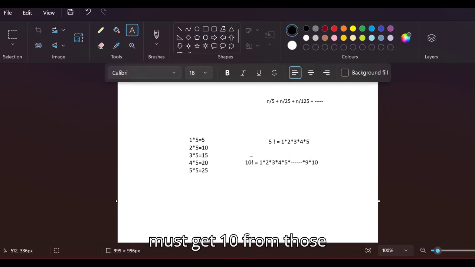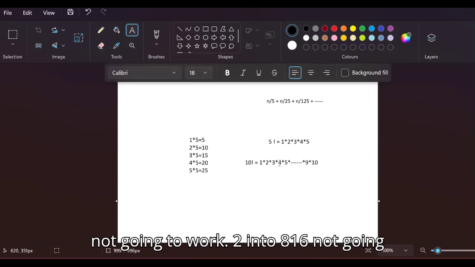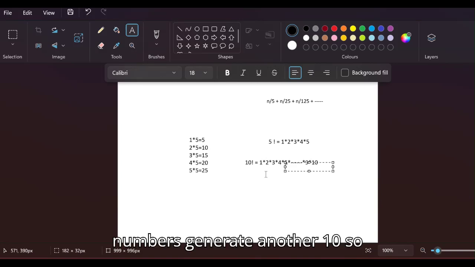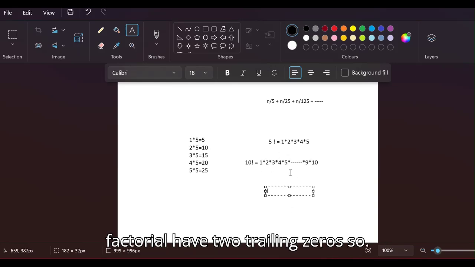But we must get a 10 from those multiplications, like 1 into 9, 1 into 10. So I get one 0 already. Now 2 into 9 is 18, it's not going to work. 2 into 8 is 16, not going to work. 2 into 7 is 14, not going to work, and so on. 2 into 5 gives 10. So these 2 and 5 generate another 10, which has a 0. That's why 10 factorial has two trailing zeros.